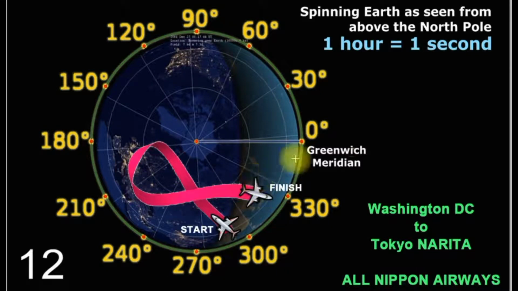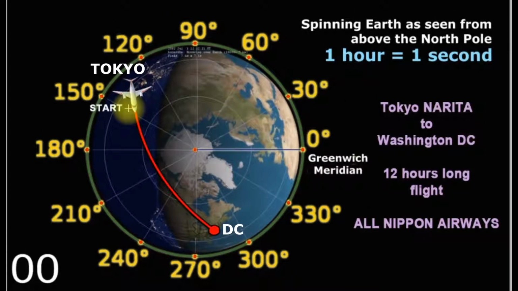So it makes no sense on the globe, of course. Fail, big fail. Let's look at the flight back now from Tokyo to DC. We are now looking at the flight back from Tokyo Narita to Washington DC, a 12 hour long flight, All Nippon Airways. Here is Tokyo, here is DC.